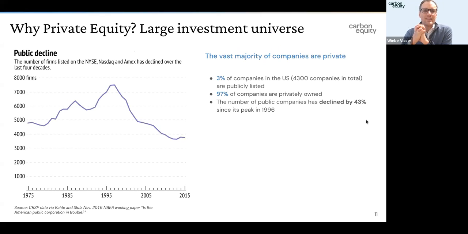Now, what are the key reasons to add private equity to your portfolio? There are three, really. One, the opportunity set for private equity is much larger than for public equity. The number of companies that are not listed on stock exchanges is way, way, way larger than the number of companies that are listed. In the US alone, there are 6 million companies with employees that are not listed, and only 4,300 that are listed. So that opportunity set makes it very attractive.